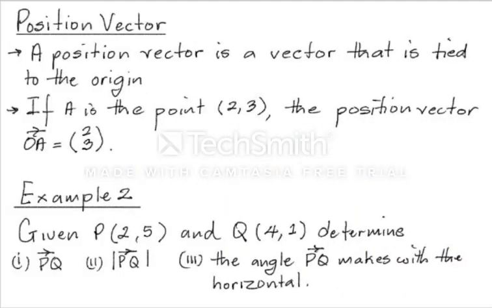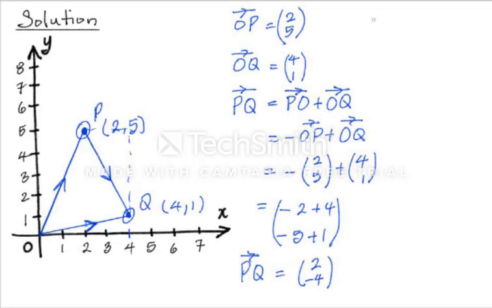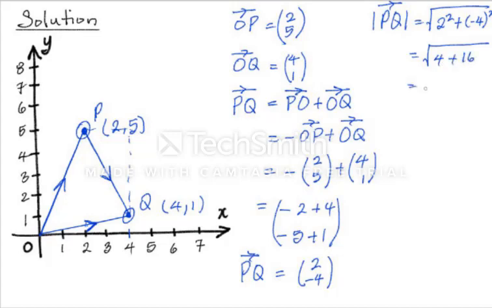So the next thing we're asked to find is the magnitude of vector PQ. Now the magnitude of vector PQ would be equal to the square root of 2 squared plus (-4) squared. That would be the square root of 4 plus 16. This would be the square root of 20, and this would be about 4.47 units.